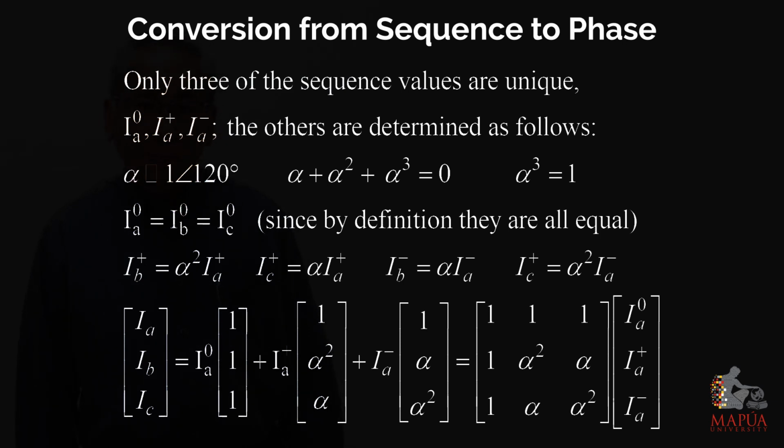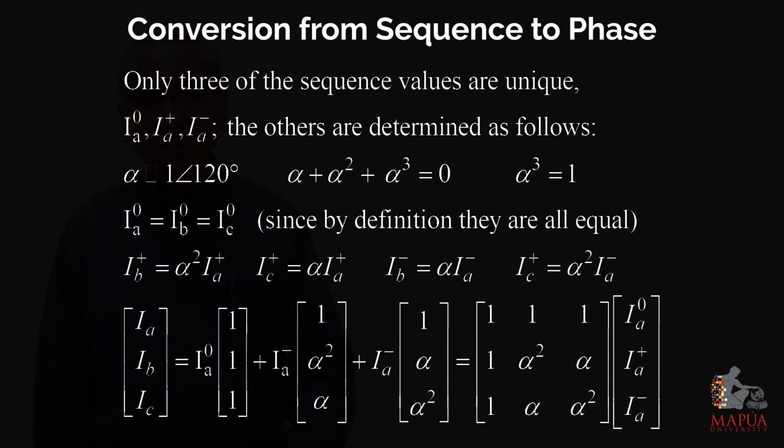The AB plus can be written in terms of IA. So using the operator A, IB plus is equal to A squared IA plus, IC plus is equal to A IA plus, IB minus is equal to A IA minus, and IC minus is equal to A squared IA minus.